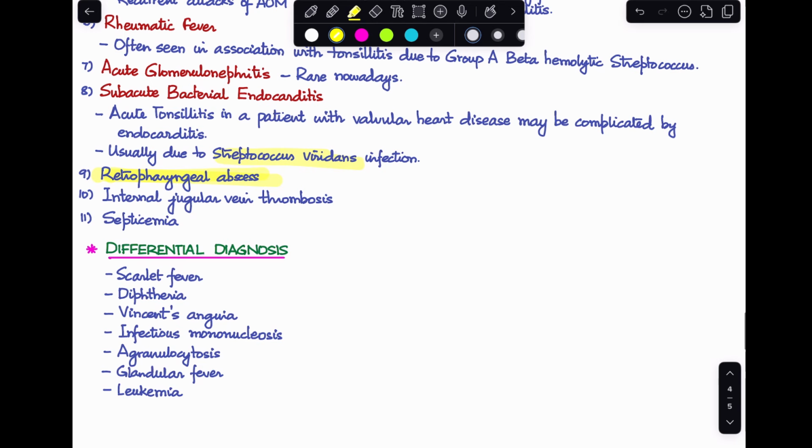Lastly, let's talk about the differential diagnosis of acute tonsillitis. So we have scarlet fever, diphtheria. In diphtheria also you'll see a whitish patch over the tonsil, but classically you'll see a true membrane, compared to acute membranous tonsillitis, which has a false membrane or a pseudomembrane. Then we have Vincent's angina, infectious mononucleosis, agranulocytosis, glandular fever, and leukemia.